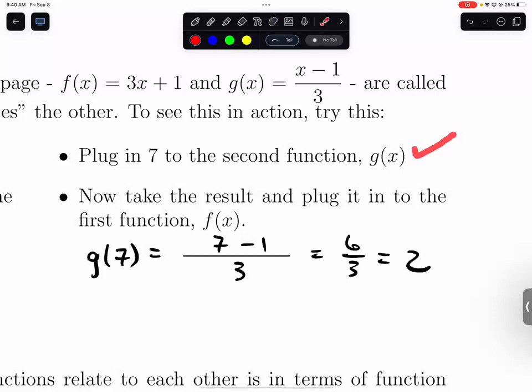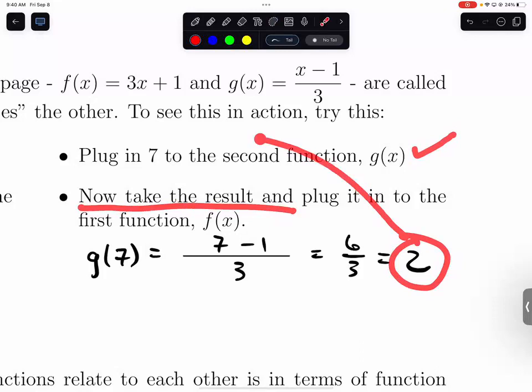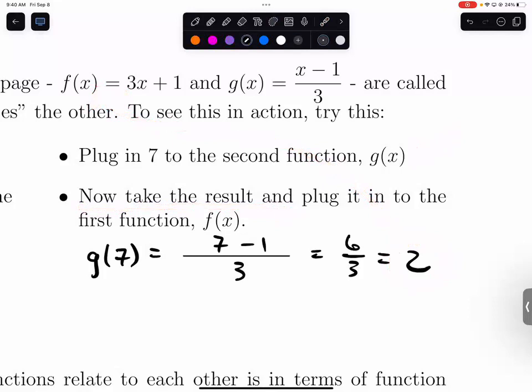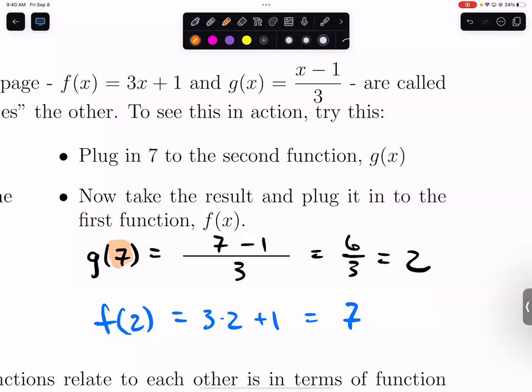Okay, so we did this. And then I said, now take the result. So take 2 and plug it into the first function, right? So find f of 2. What's f of 2? 7. Does that matter? Do I care that it's 7? What just happened? We got the same thing. The same thing is what? That's the part I care about. I don't really care so much that it's 7. I care that it's the same thing as this.